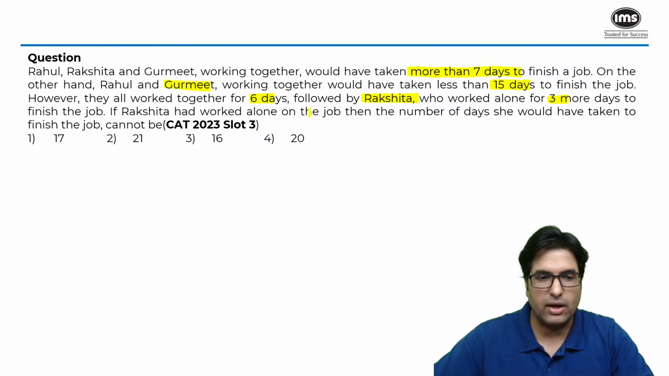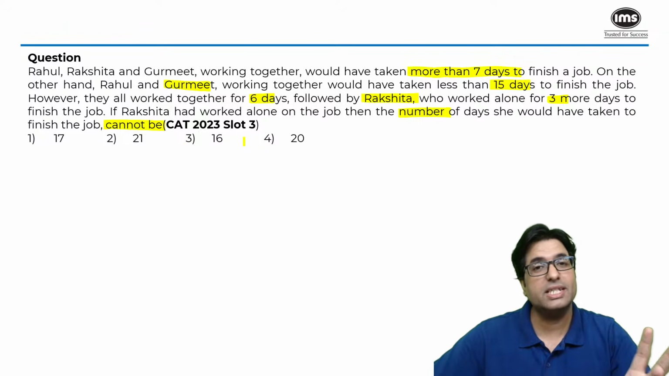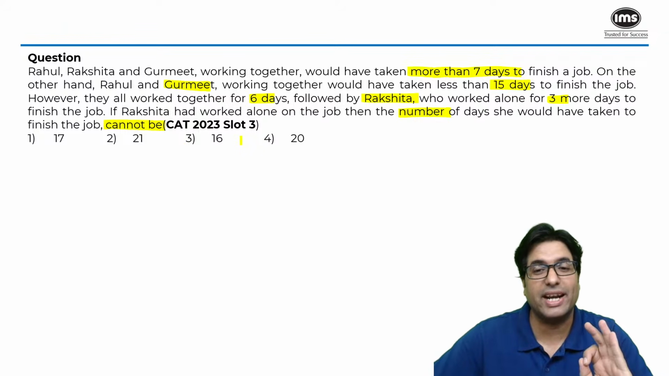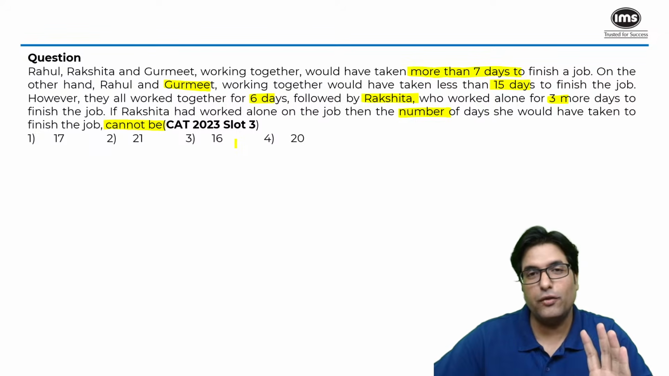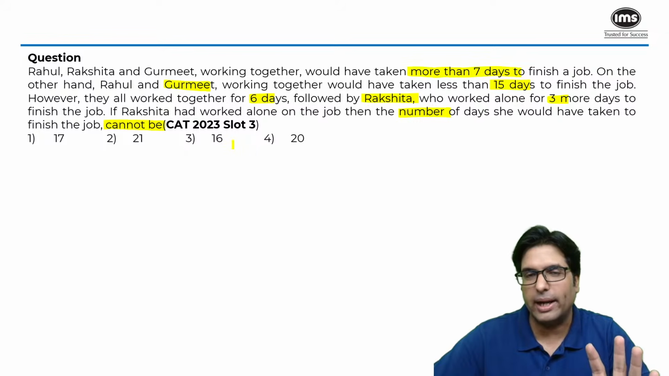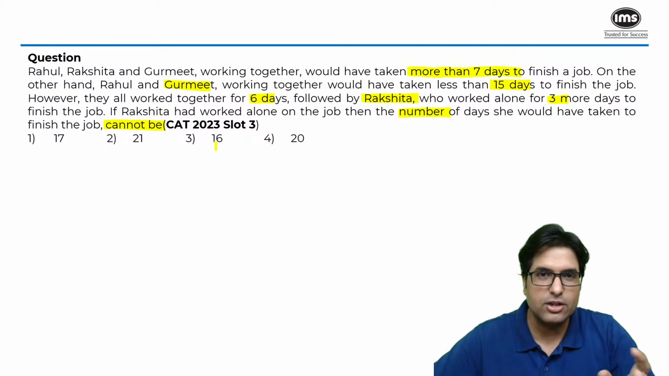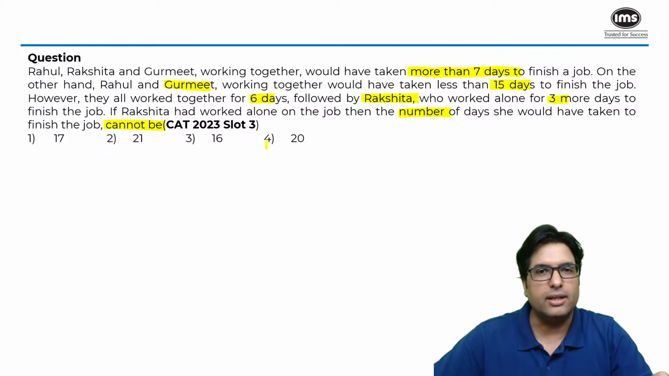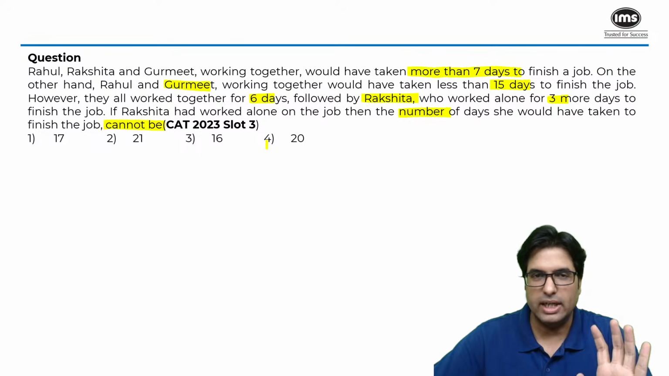If Rakshita had worked alone on the job, then the number of days she would have taken to finish the job cannot be one value, which means there has to be a range for Rakshita to finish the job. Just on the basis of these clues, we can say that you're not going to attempt this straight away. Unless you've practiced such questions, you're super confident of your abilities, and you're really good at time and work and other algebra related equations and inequalities, you should skip this question in the exam scenario.